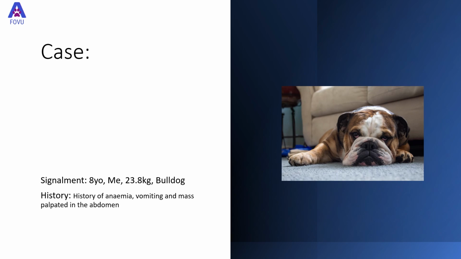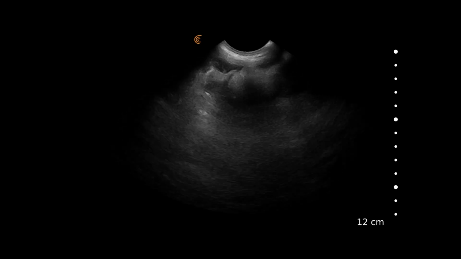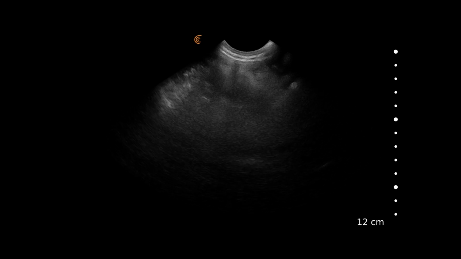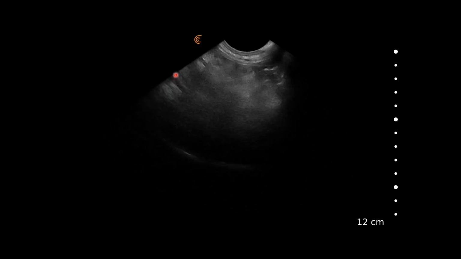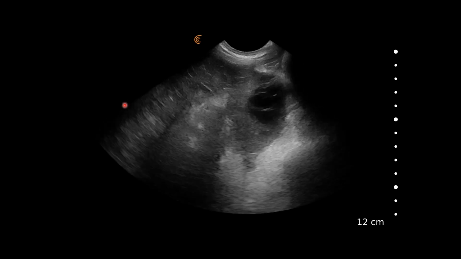So this is a case of an 8-year-old male entire bulldog weighing 23.8 kilos with a history of anemia, vomiting and a mass palpated in the abdomen. So this is the cranial part of the abdomen, and we can see the stomach and the stomach contents there on the left of the image, which is cranial.